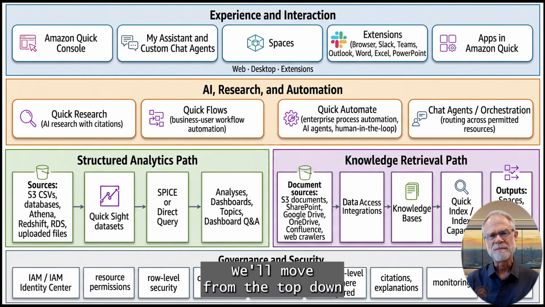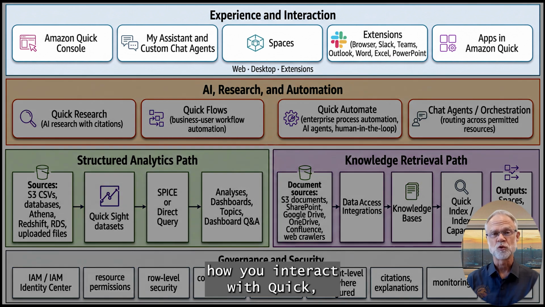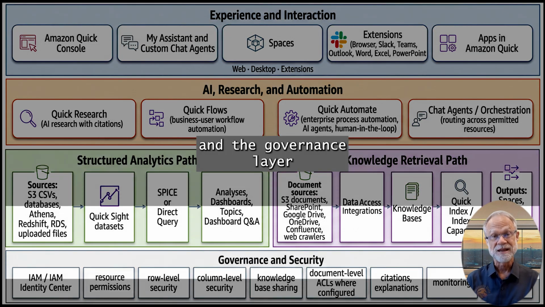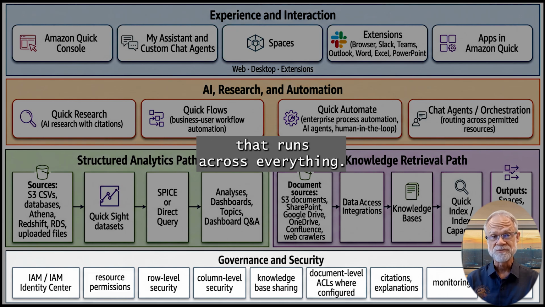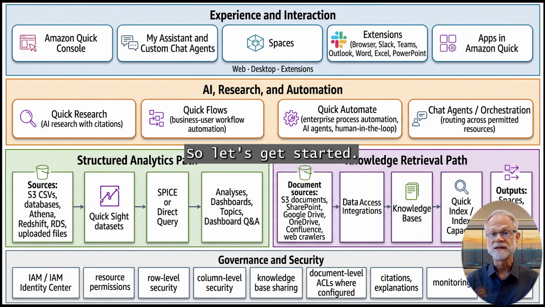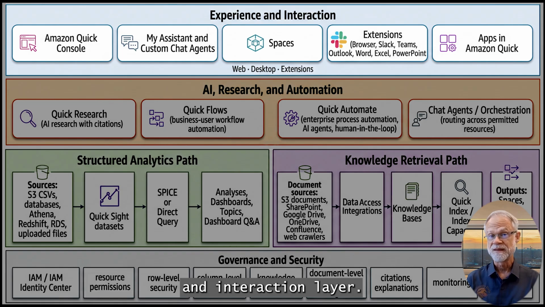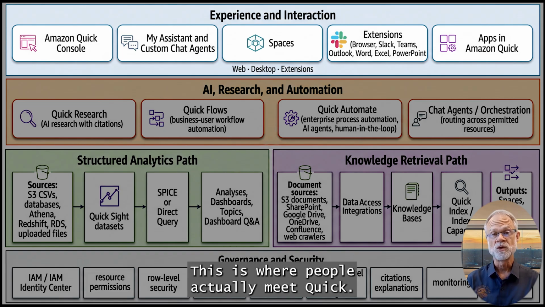We'll move from the top down: how you interact with Quick, the AI capabilities, two data paths, and the governance layer that runs across everything. So let's get started. At the top is the experience and interaction layer. This is where people actually meet Quick.